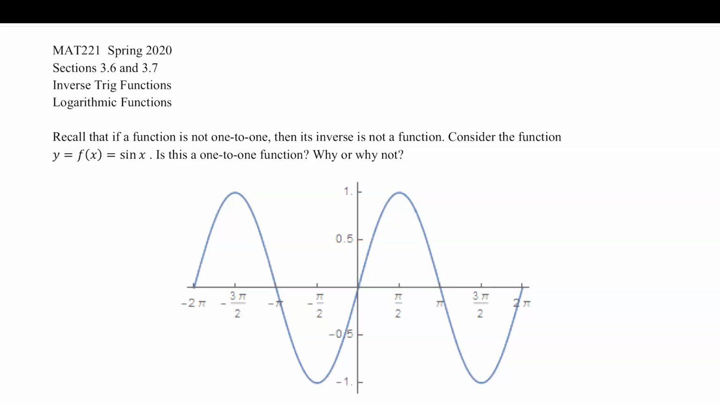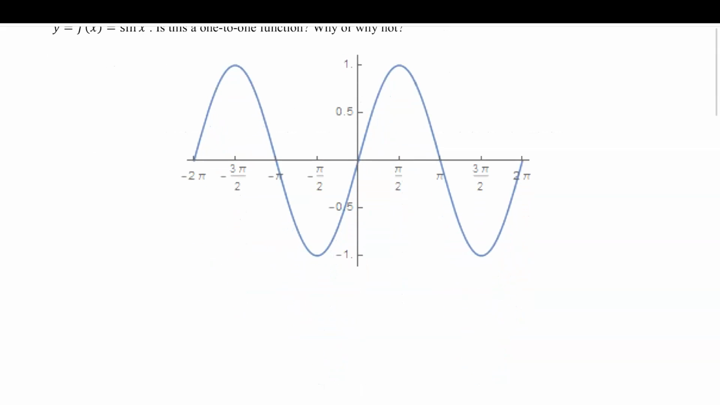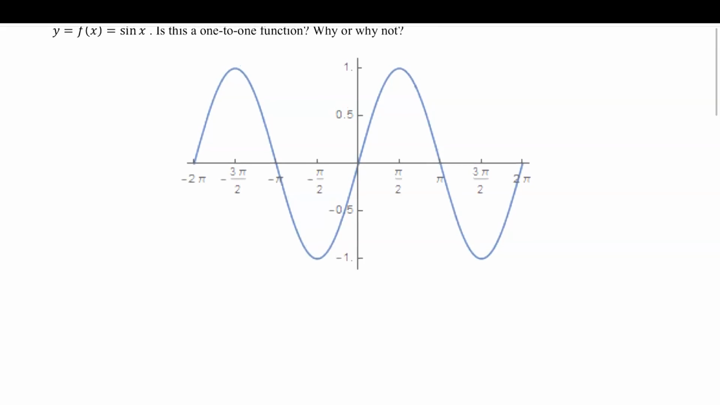In sections 3.6 and 3.7, we use what we learned from implicit differentiation to find derivatives for the inverse trig functions and for the logarithmic functions. Before we get to that, we have to remember what it means for a function to be one-to-one. If a function is not one-to-one, then that means its inverse is not a function.